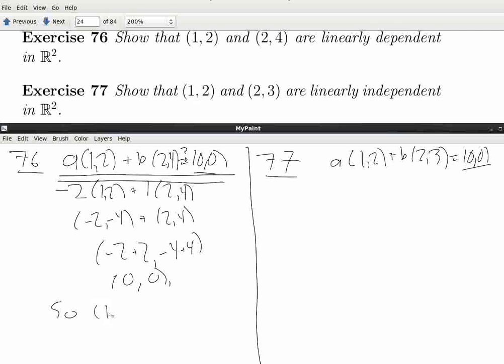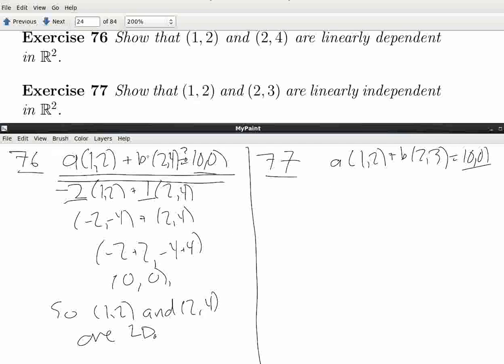So 1, 2, and 2, 4 are, I'll be lazy and write LD for linearly dependent. Why? Because I can find two numbers, they happen to be negative 2 and 1, where not all of them are 0. So if I had negative 2 and 0, that would mean linearly dependent. If I had 5 and 12, linearly dependent. If they both have to be 0 in order for this to be true, then it's linearly independent.